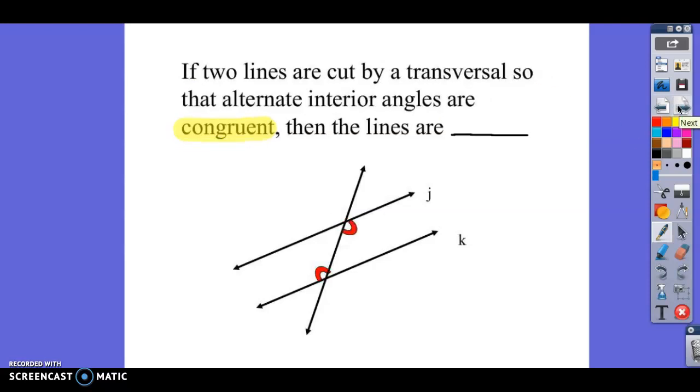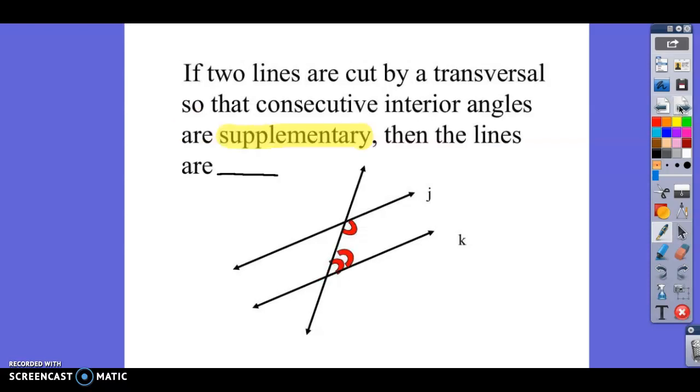If two lines are cut by a transversal so that the alternate interior angles are congruent, and here we go. Here's our example. Alternate interior angles are, if you know that they're congruent, then you know that the lines are parallel. Next one. So if two lines are cut by a transversal so that the consecutive interior angles are supplementary, you could also do the consecutive exterior angles if they're supplementary, but they have to be supplementary, right? They're not congruent. Then the lines should be parallel.